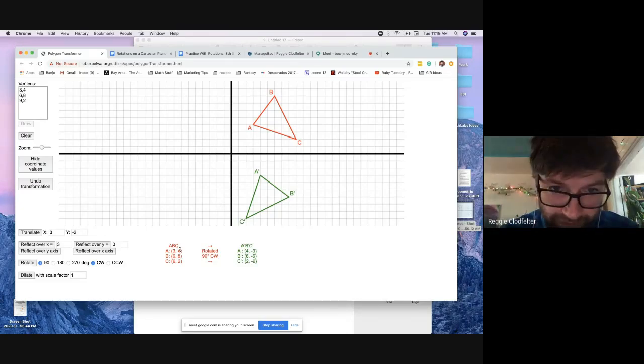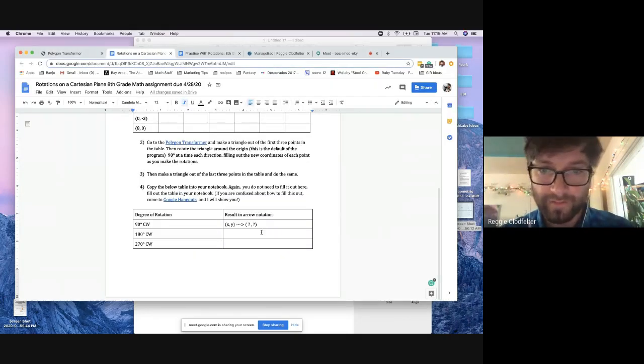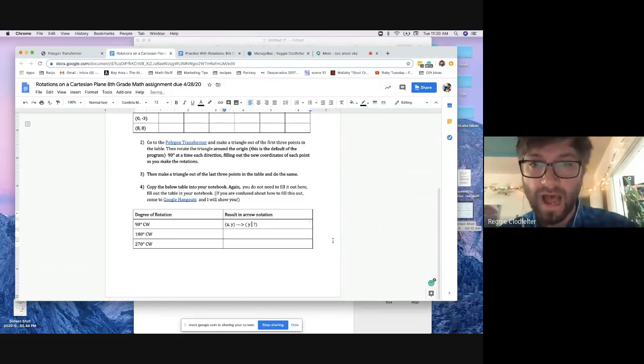So what you notice in all of these, what changes from either A, B, or C to A prime, B prime, and C prime is the X and Y values flip, and the X value becomes negative. So the way I would write that, which you're not going to have to do on this sheet, you're going to do in your notebook, is (X, Y) becomes (Y, -X). That is our rule. Okay?